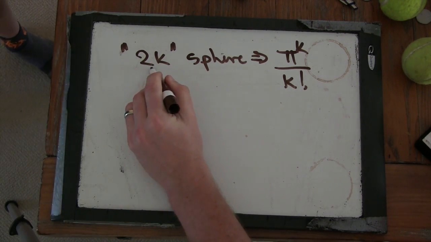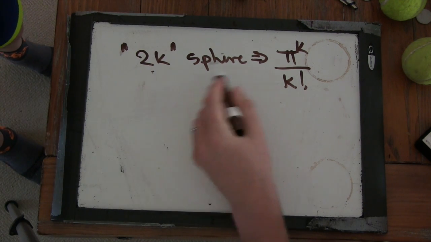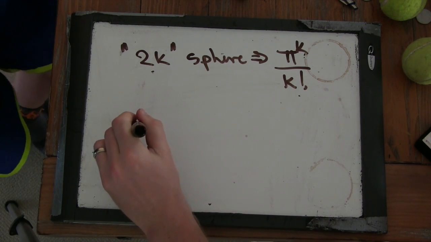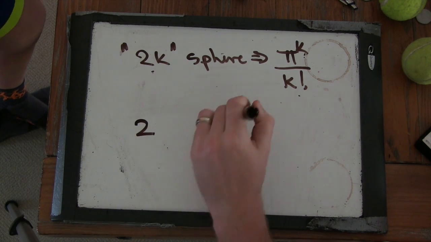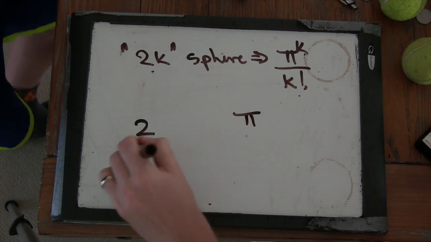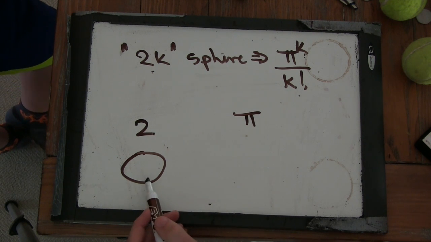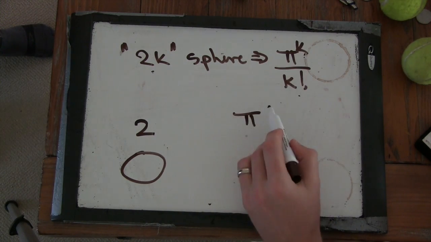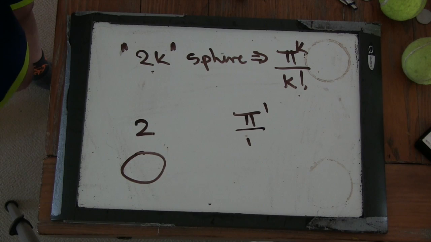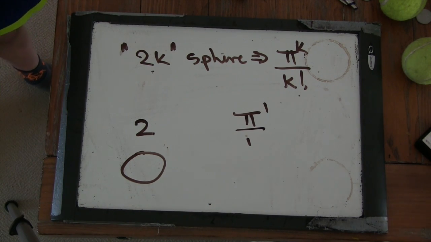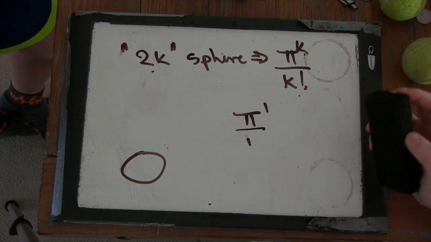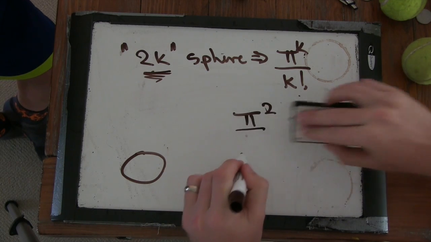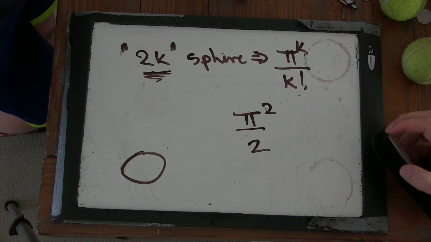A 2k-dimensional sphere has volume pi to the k over k factorial. So for a 2-dimensional sphere, k would be 1, right? The 2-dimensional sphere is just our regular old circle. So pi to the k, where k is 1, is pi to the 1 over 1. So the area of a circle is pi, just like we thought. In 4 dimensions, k would be 2. The volume is pi squared over 2. We've seen that before.